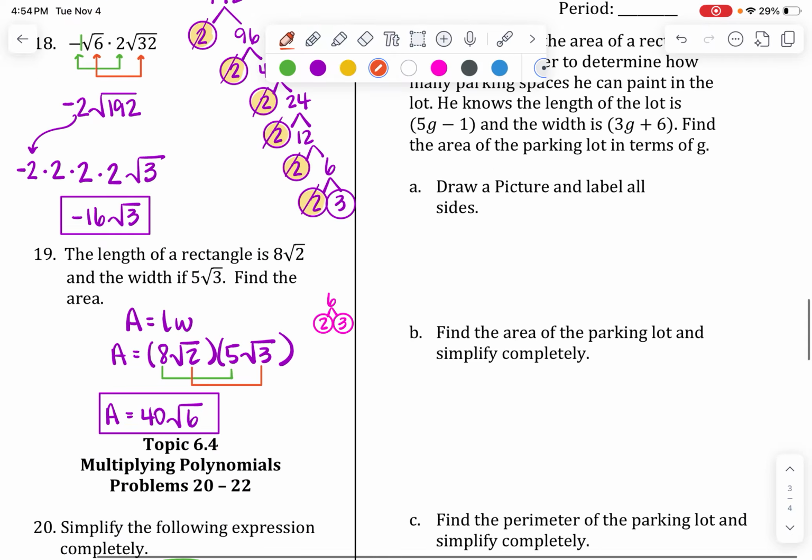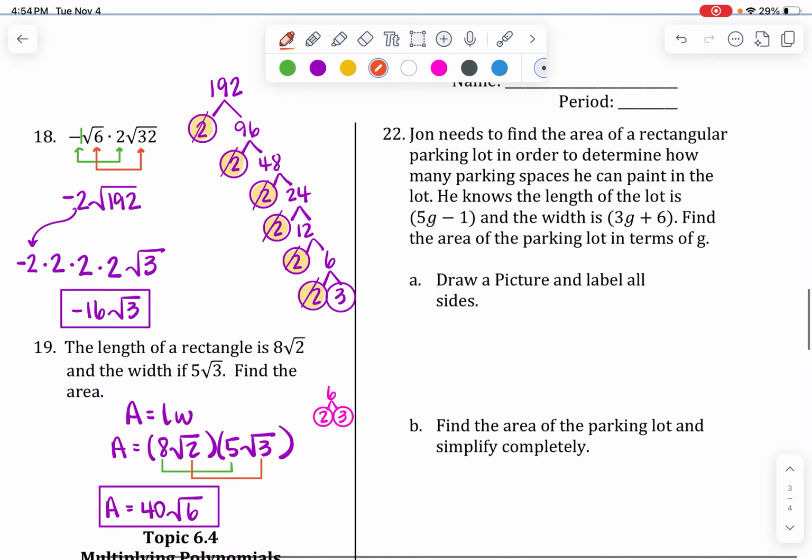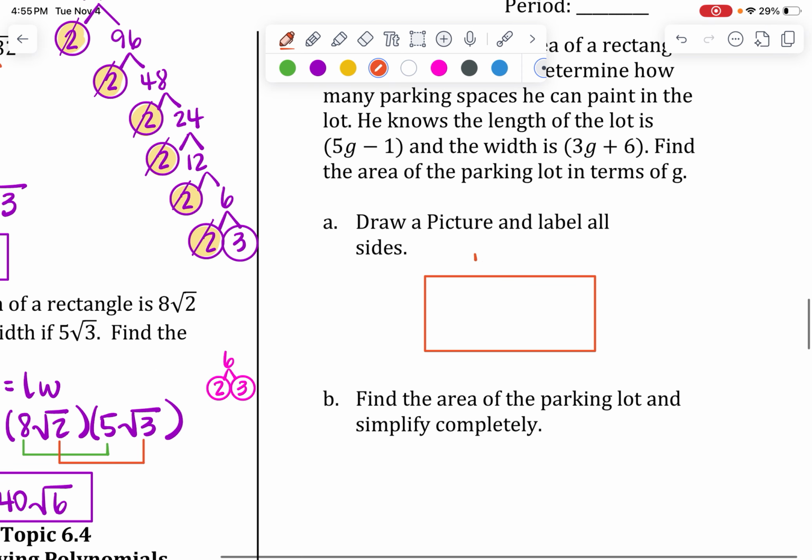All right, let's see. I'm heading back up here. Okay. John needs to find the area of a rectangular parking lot. Okay, so this one says to draw the picture. So I'm going to go ahead and do that. So I'm going to draw a rectangle. To determine how many parking spaces he can paint in the lot, he knows the length is 5g minus 1. Okay. And the width is 3g plus 6.